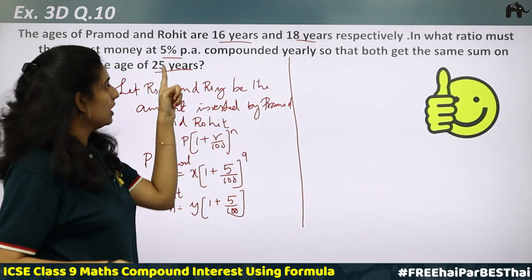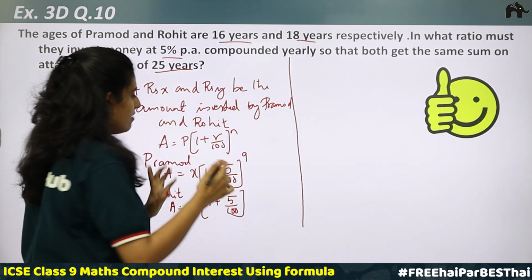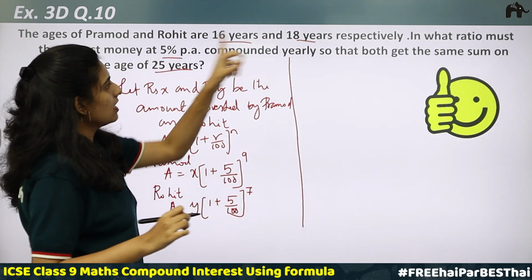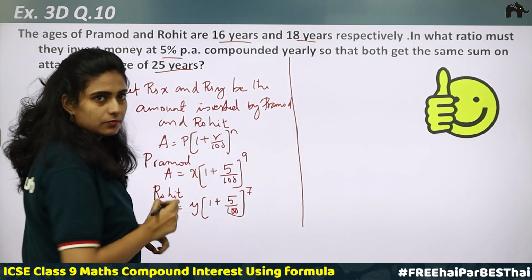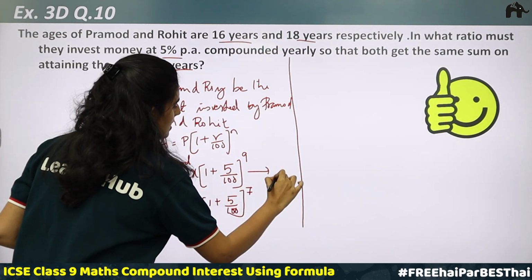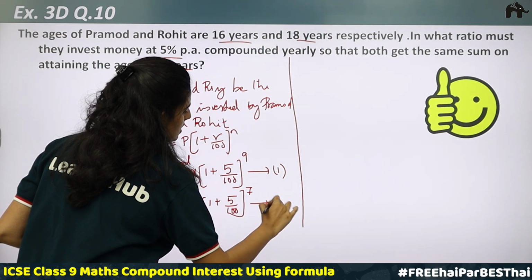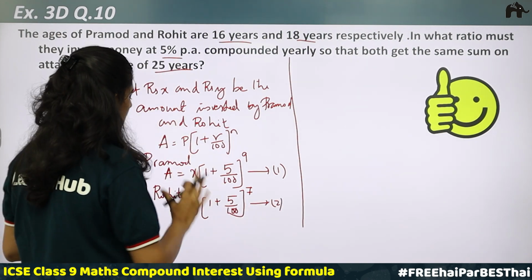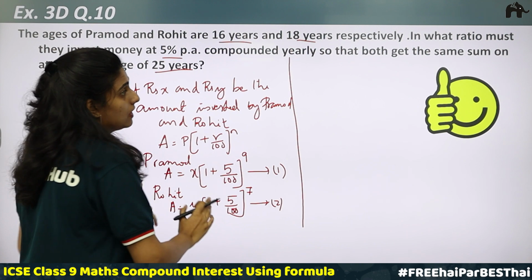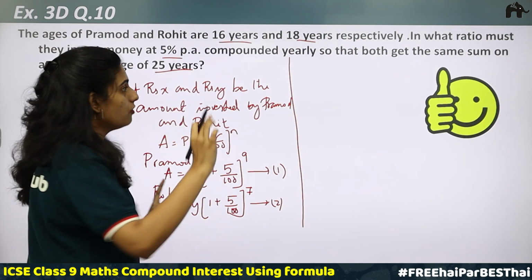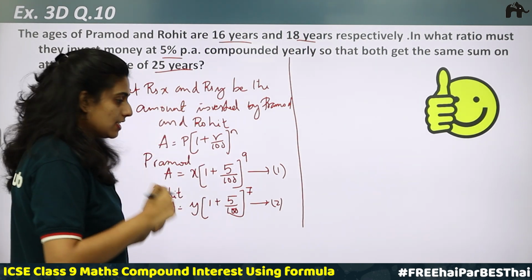After how many years will he become 25 years? After 7 years. So 25 minus 18 is equal to 7. Now let us take this as the first equation, and this as the second equation. You can see that the left hand side is the same. Why? Because the amount at the age of 25 years that they get will be the same.